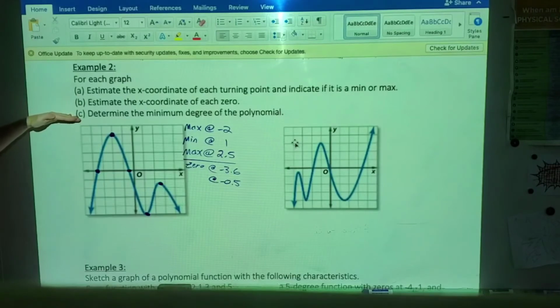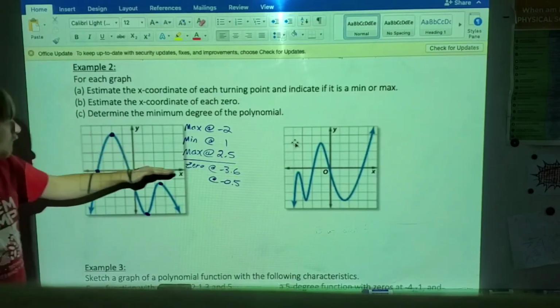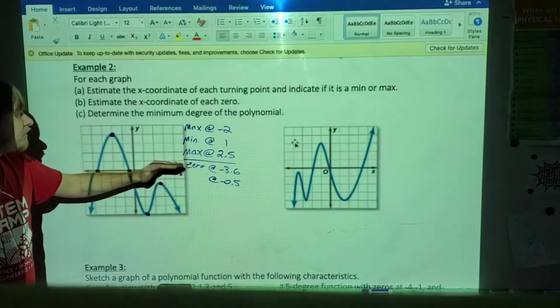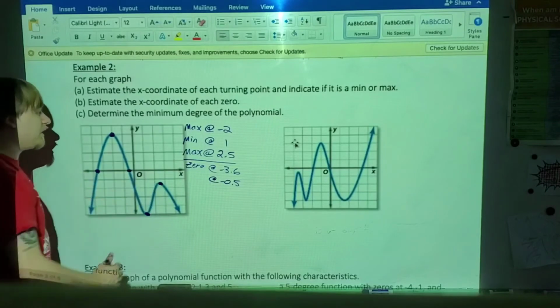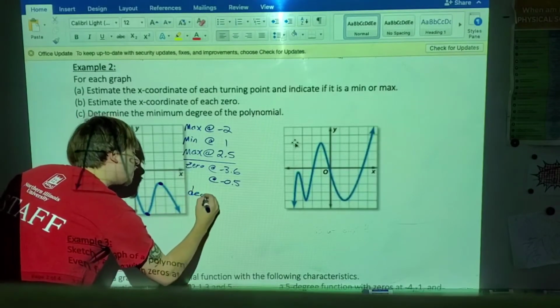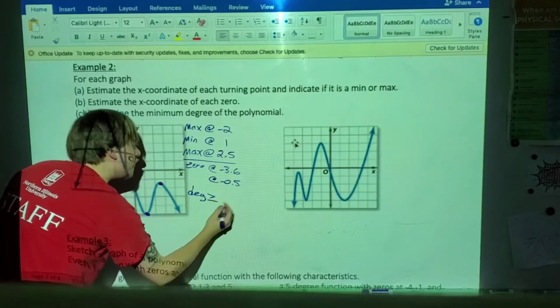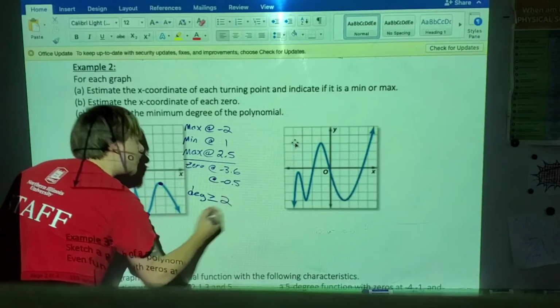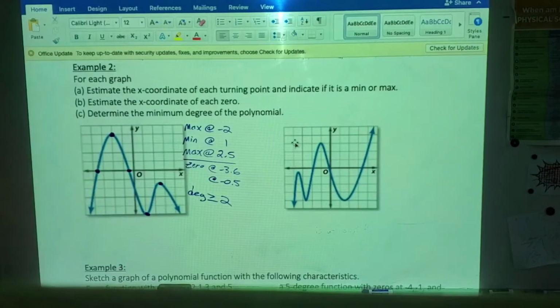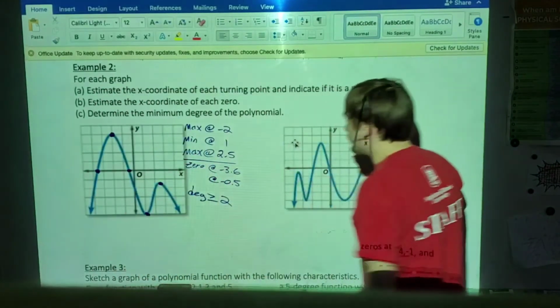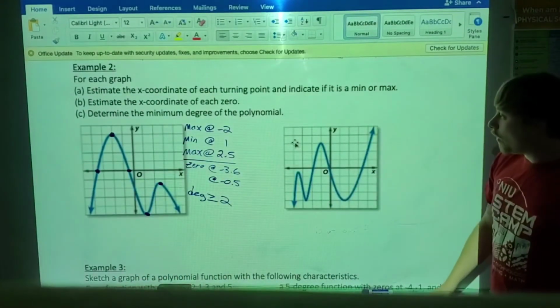Part C, determine the minimum degree of the polynomial. Well, we talked about before that every time we have a zero, that contributes at least 1 to the degree of the polynomial, or each one of these contributes 1. So that means the degree is greater than or equal to, so that means it's at least 2, because we have 2 zeros. And so this is a complete problem. Okay, so now let's do one more. All right, so same thing.